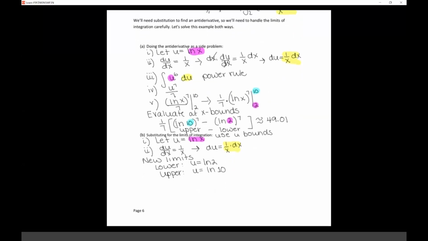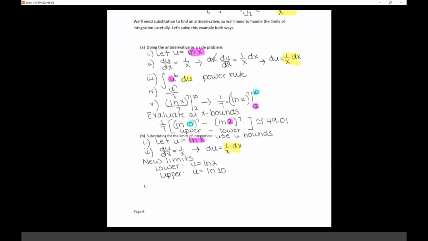Now when you're actually going to do your integration, your integration is going to be with bounds. ln 2 is your lower bound, ln 10 is your upper bound. These are your new u bounds on the integral. The substitution part works the same way. You're going to have u to the 6th du. And again, those got substituted from the things you came up with for u and for du.